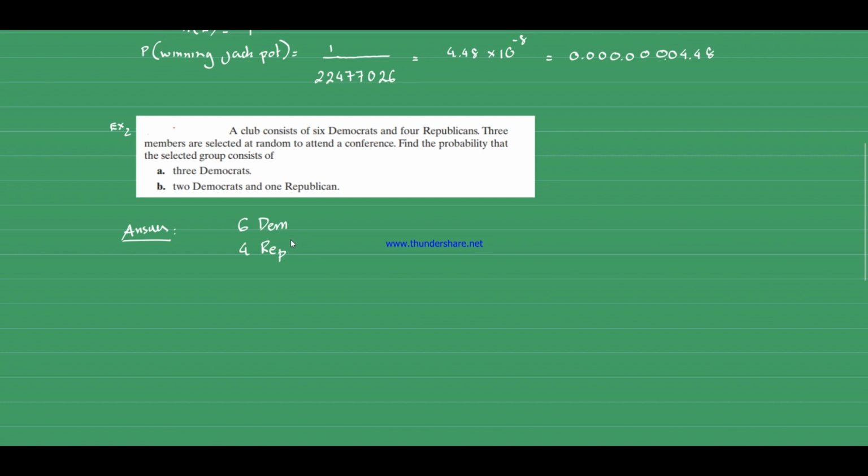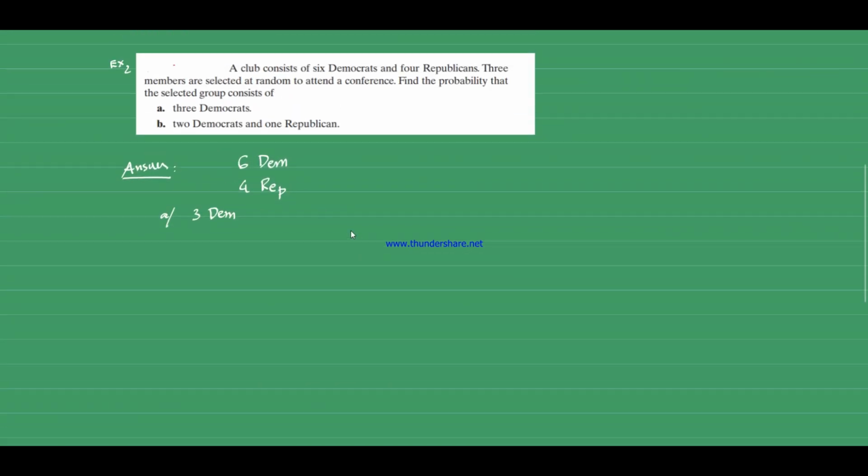And we want to find the probability of 3 Democrats. So we want 3 Democrats, only 3 Democrats out of 6. Okay, let's see how we do this. Find the probability that we select a group of 3 Democrats only.